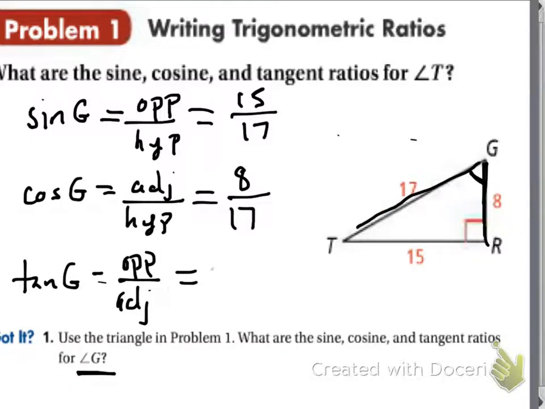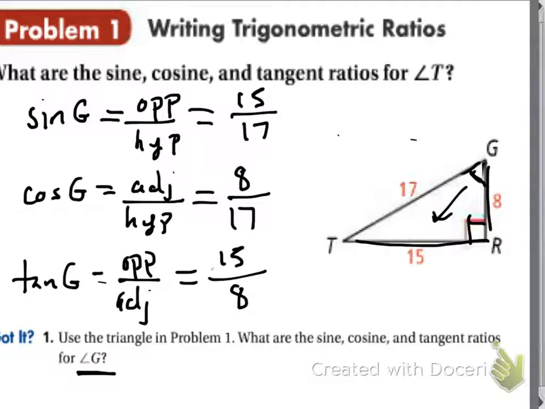And then the tangent is the opposite over the adjacent. So the opposite is 15 and the adjacent is 8. Alright, so those are the sine, cosine, and tangent ratios for angle G. We would never find the sine, cosine, and tangent ratios for the 90-degree angle. It's always the two other acute angles.